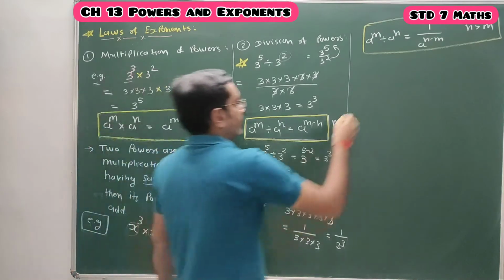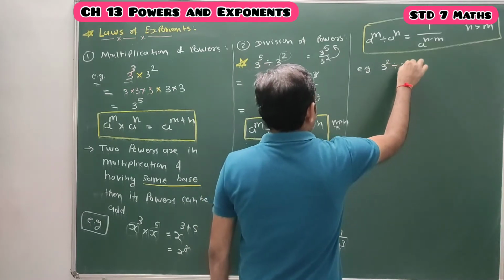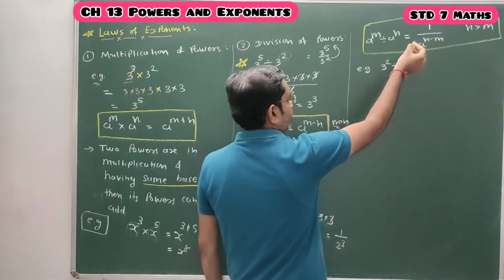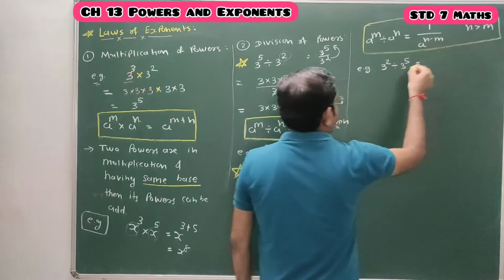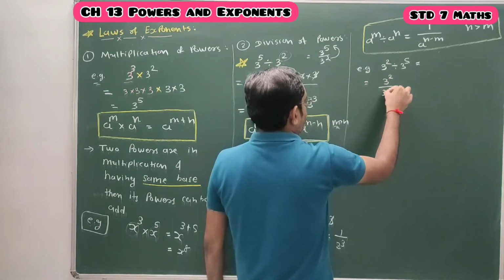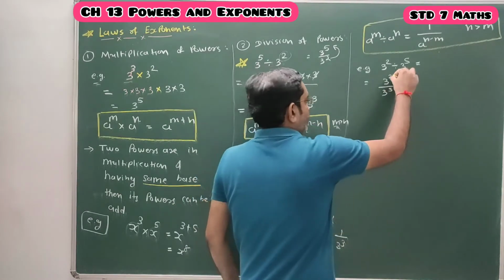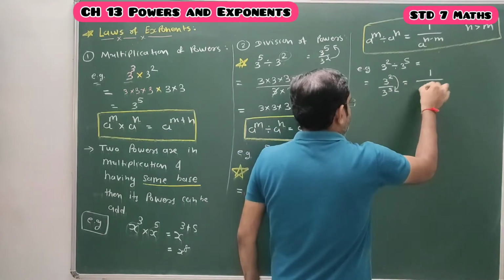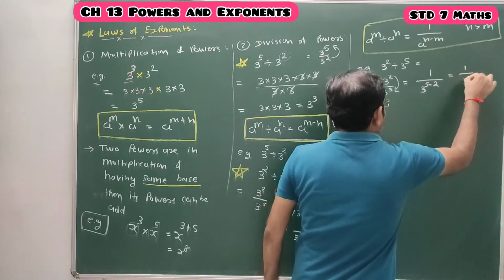Done. How do we do this directly? For example, if you are given 3 square divided by 3 raised to 5, here we can directly see that the power of the denominator is greater than the power of the numerator, so you have to perform subtraction. If you write it out properly, you will get a feeling for where this happens. You have to perform subtraction in the denominator, so subtract this 2 from this 5. It's 1 upon 3 raised to 5 minus 2, and that is equal to 1 upon 3 cube.